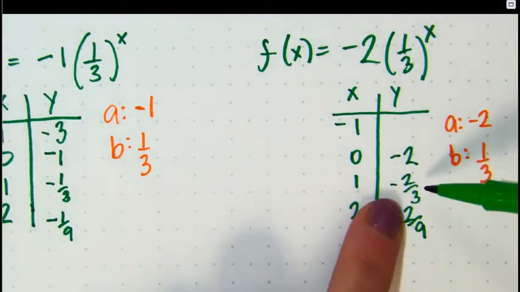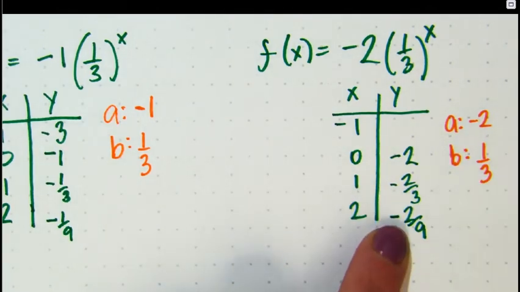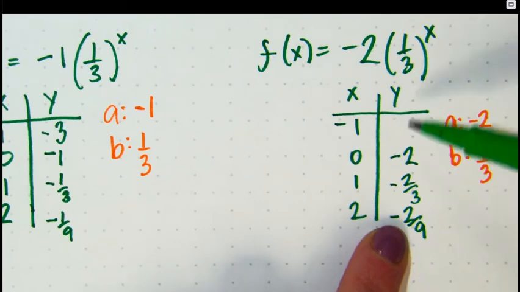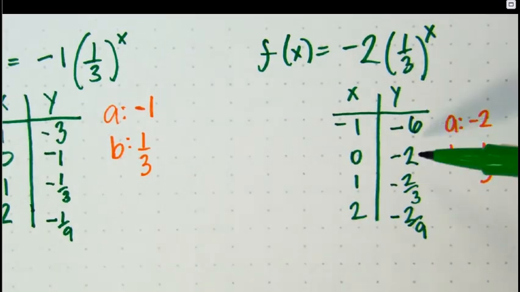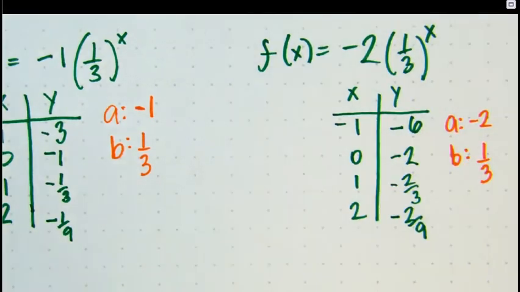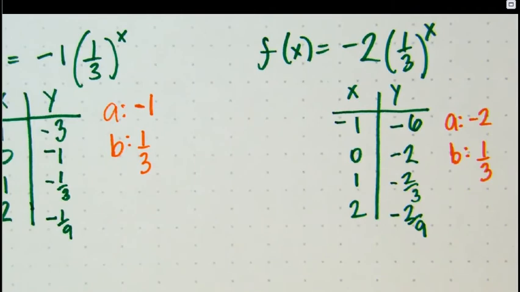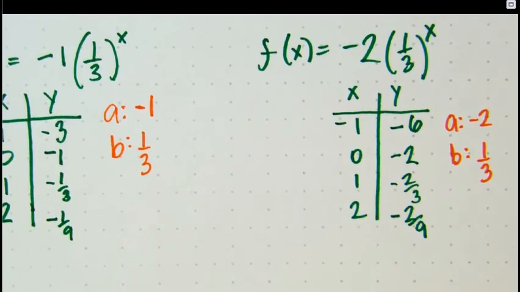So -2/3 times 1/3 is 2/9. Nope. And then if I back up, I would get -6. -6 times 1/3 is 2, so I know I'm correct. You can always go back and double check your math. But our goal is to start becoming more efficient with what we can be more efficient with.